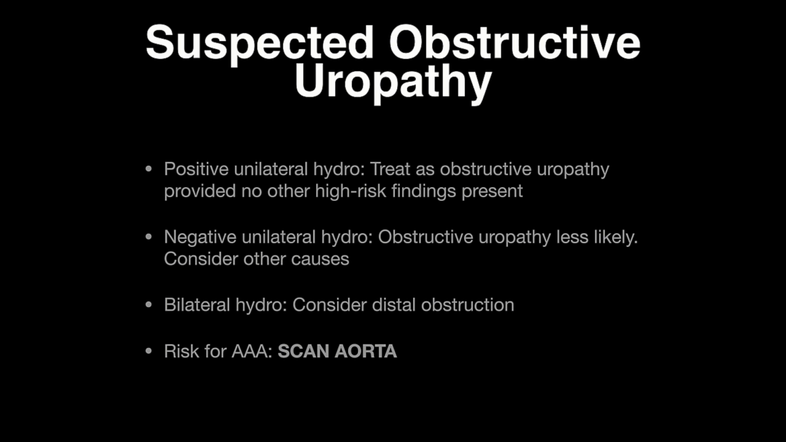If you don't see hydro on the expected side, then obstructive uropathy is less likely. You need to consider other causes, but remember, it doesn't rule it out. They may be too early or they're dehydrated. If you've got bilateral, consider something distal, but also consider that they may have, and I've seen this over the years, bilateral ureteral stones. If there's risk for AAA and you don't see the stone, and particularly if it's on the left, please scan the aorta.